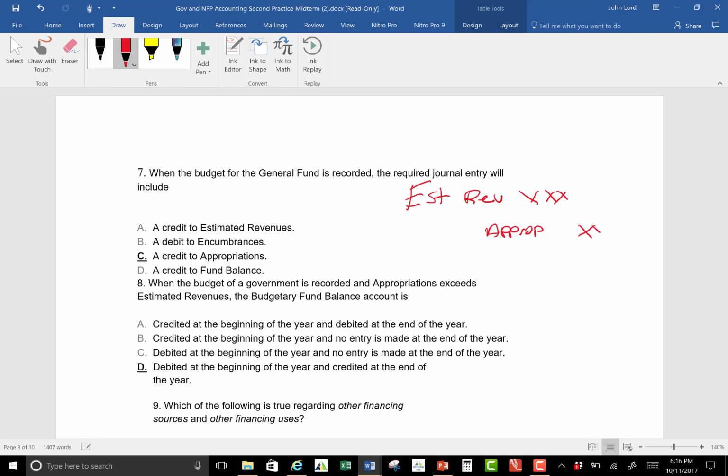Appropriation would get credited, right? And we would credit budgetary control, assuming, of course, that we have a surplus. If we had a deficit, then there would be a debit to budgetary control because our appropriations would be more than our estimated revenue. And so the answer clearly here is this credit to appropriations.